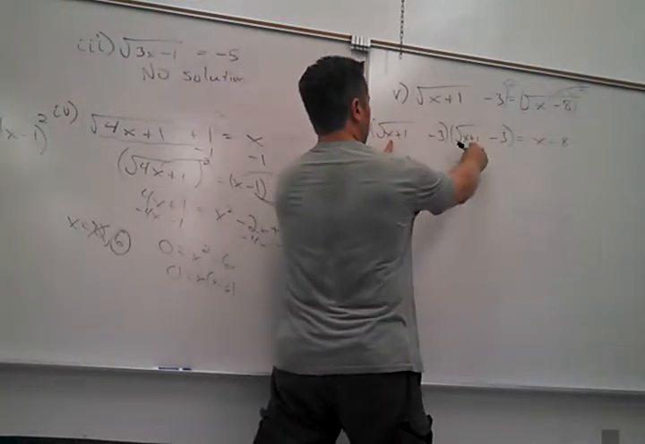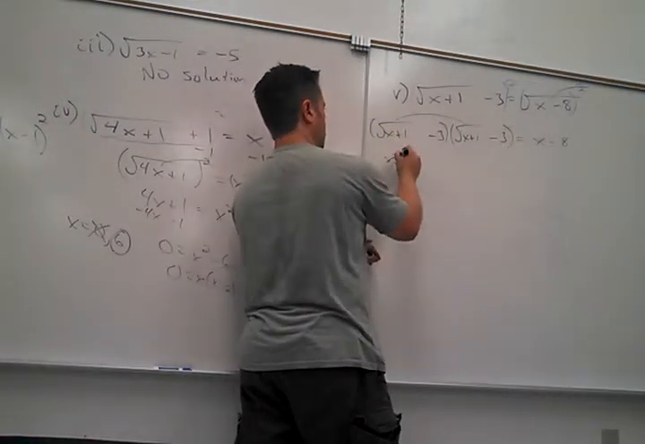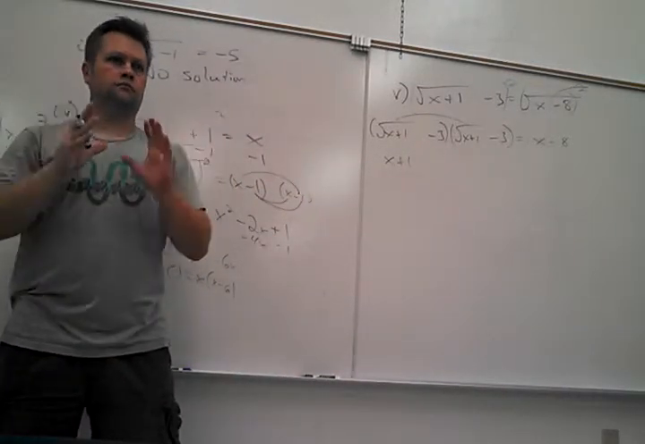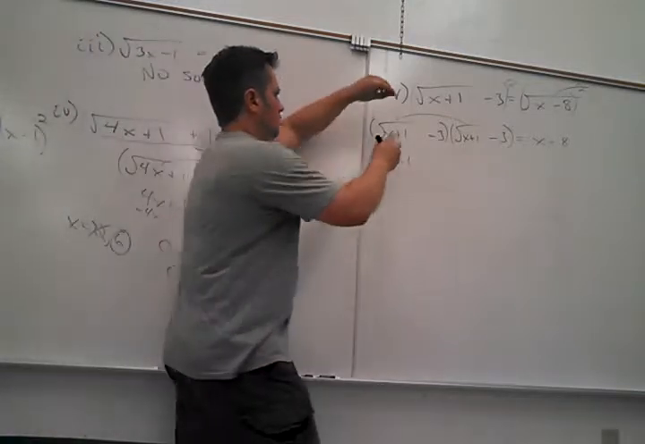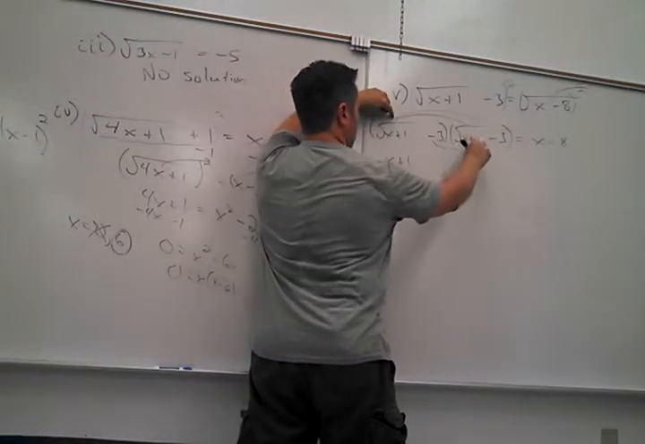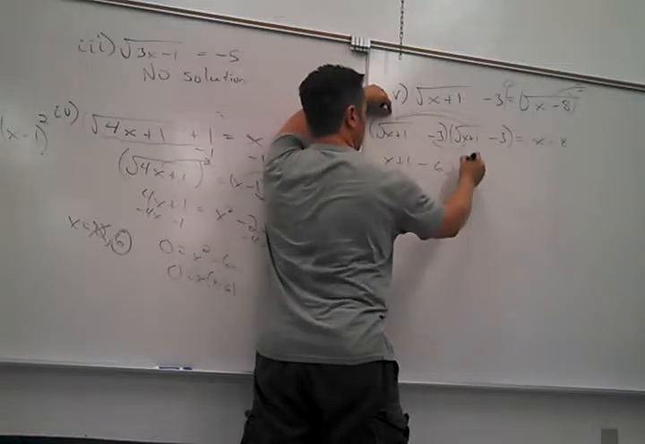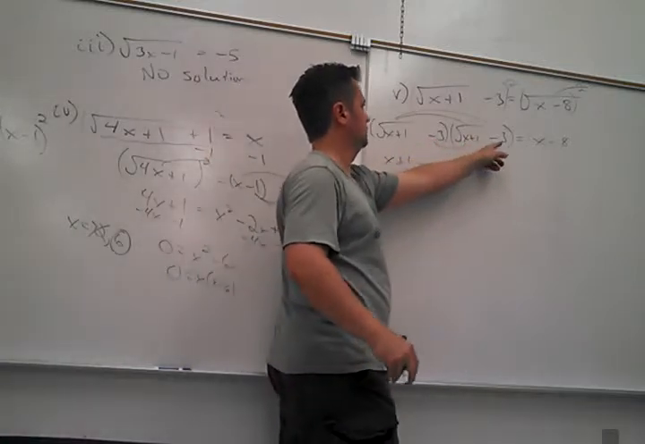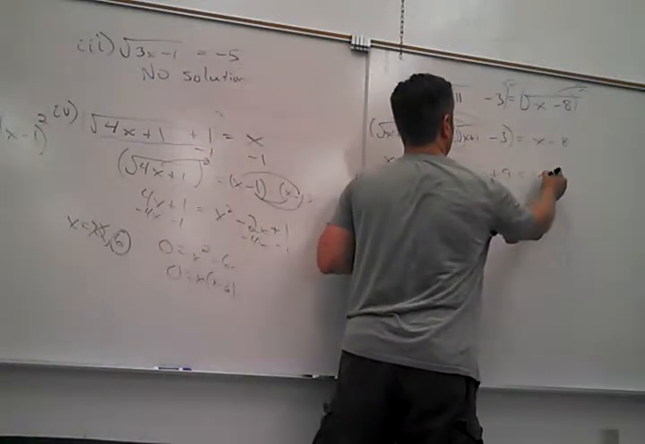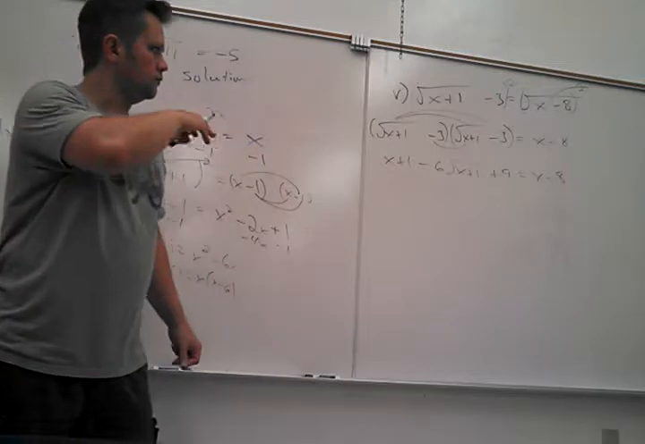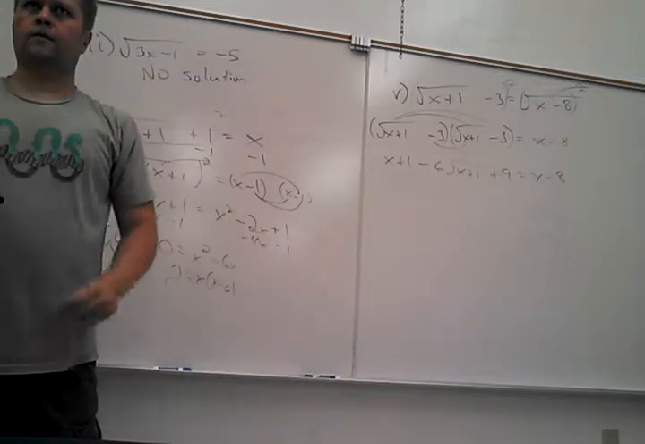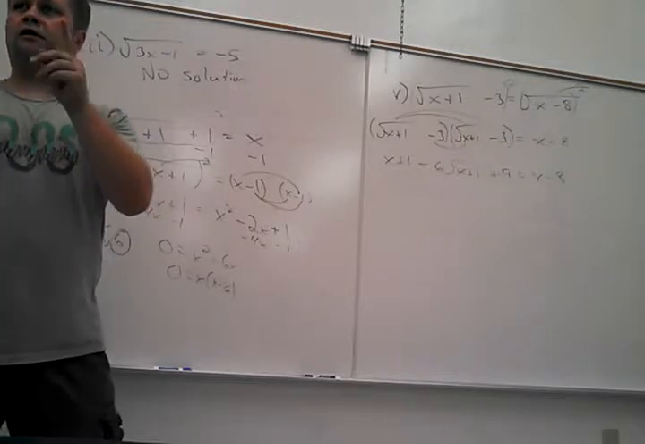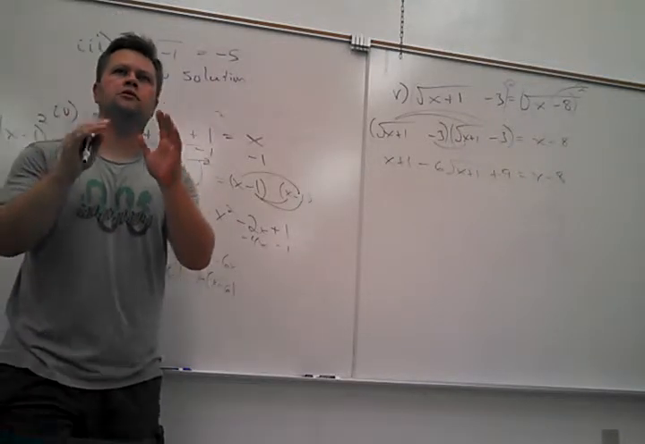What's radical this times radical this? X plus 1. Good. X plus 1. Remember that? I'll just get radical x plus 1 squared. They go away, I get x plus 1. So then I get minus 3 of these. Minus 3 of these is minus 6 of these. And then I get the end plus 9. So thankfully something really nice happens. And now do you see what's happened?